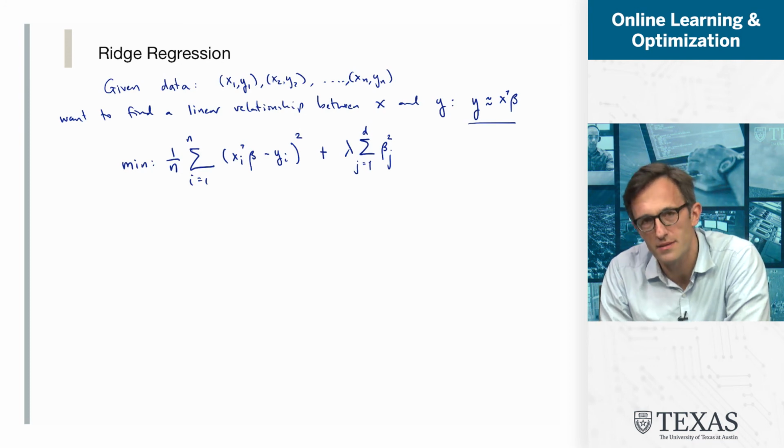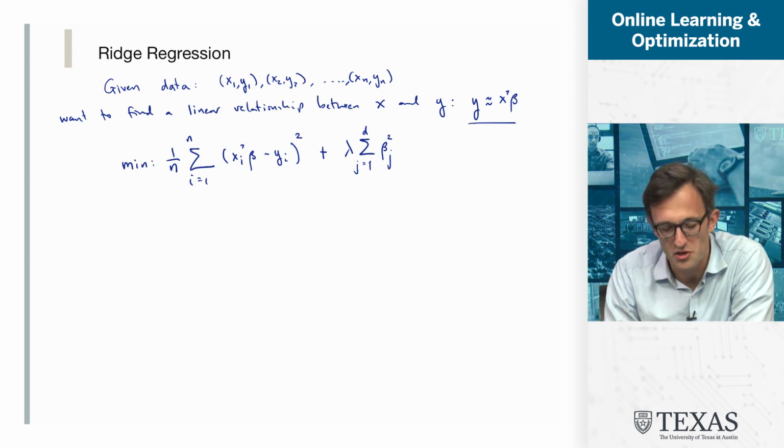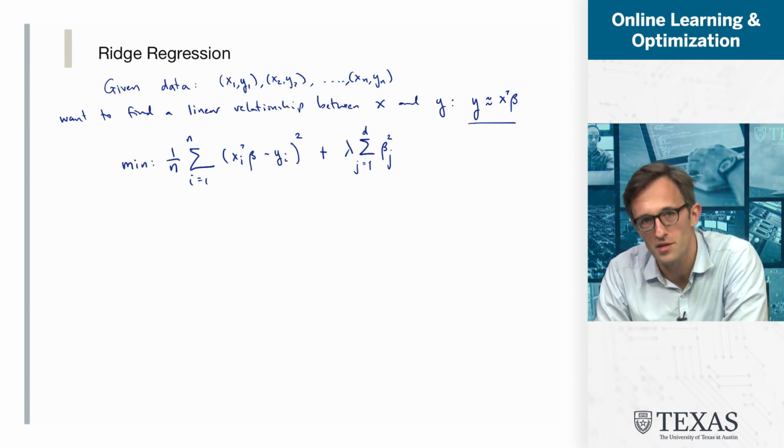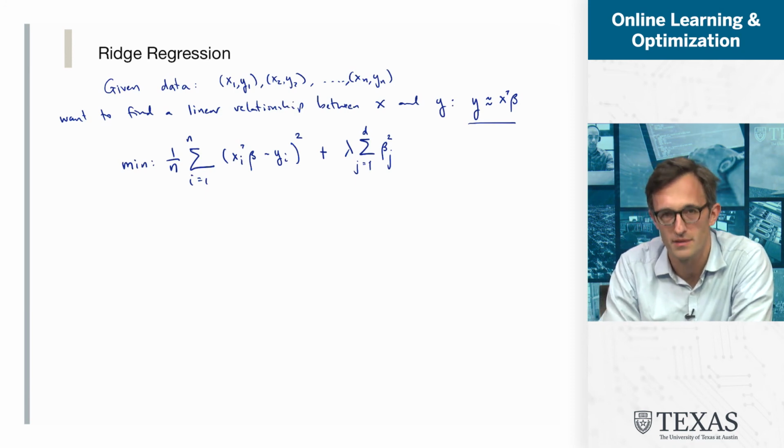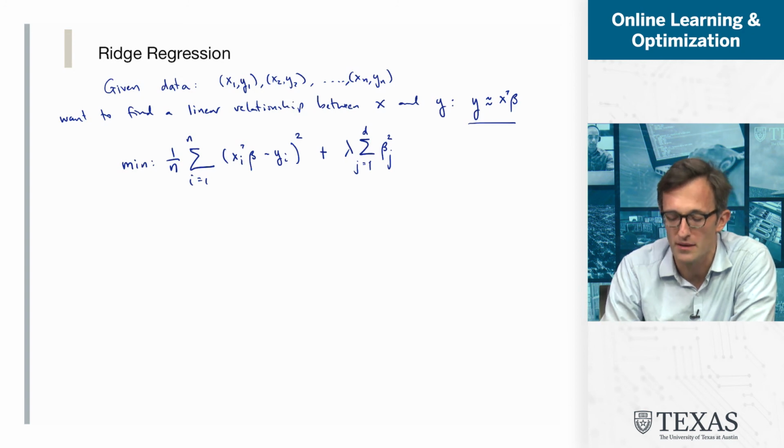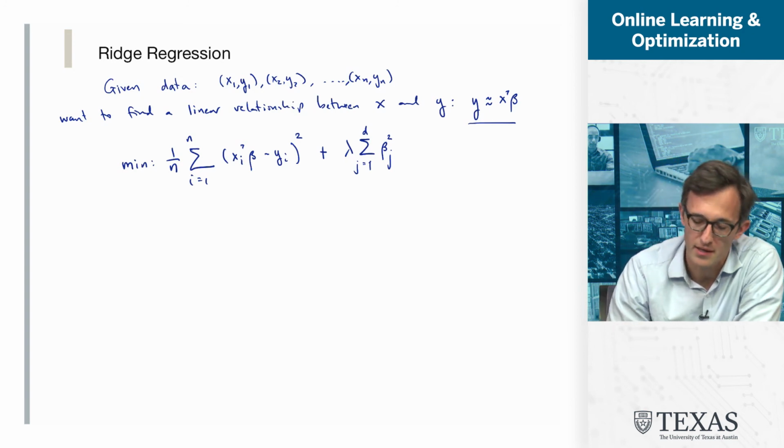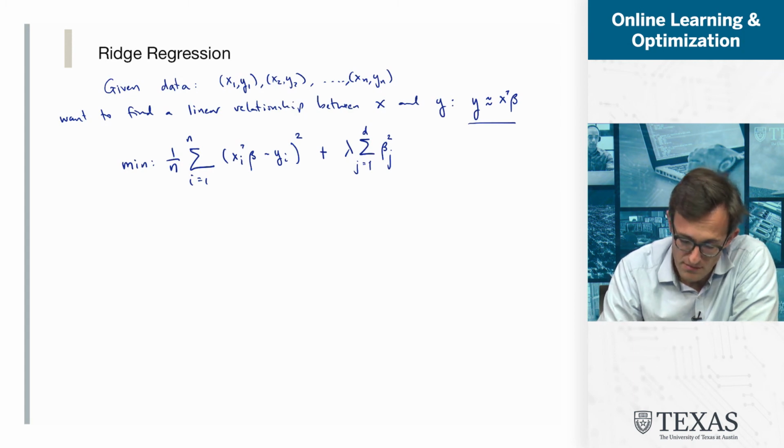This isn't a class about statistics, but I'll just briefly mention that if you have nearly collinear columns in your regression problem, this is a very common type of thing to do. It's one way to balance bias and variance in the linear regression setting. So this is the problem that I want to solve.